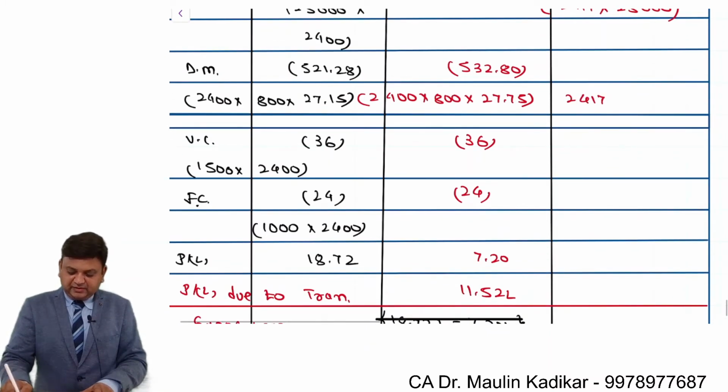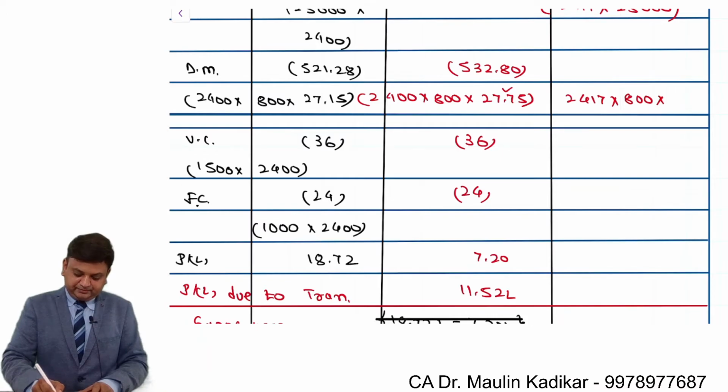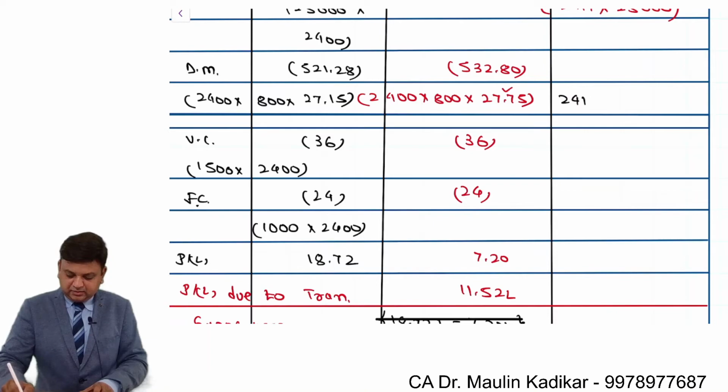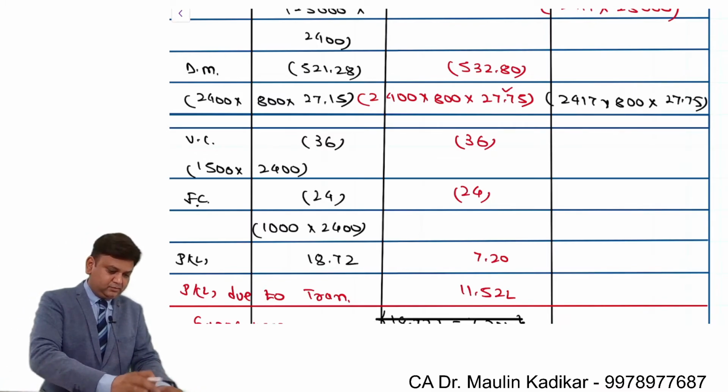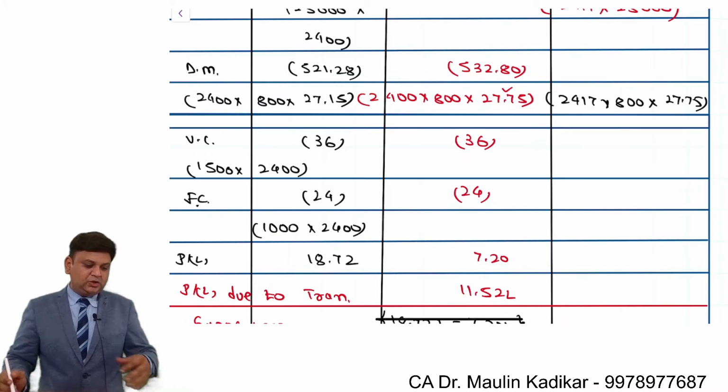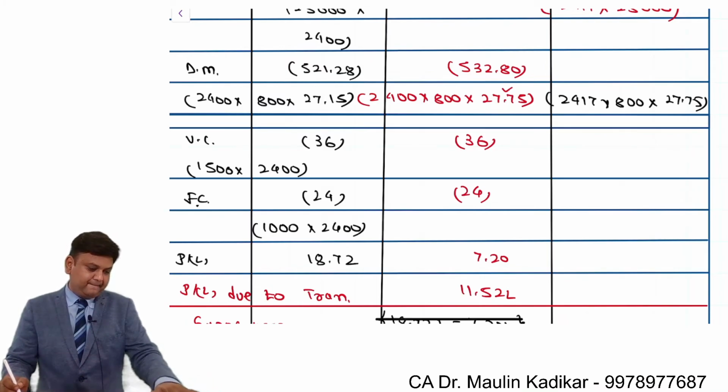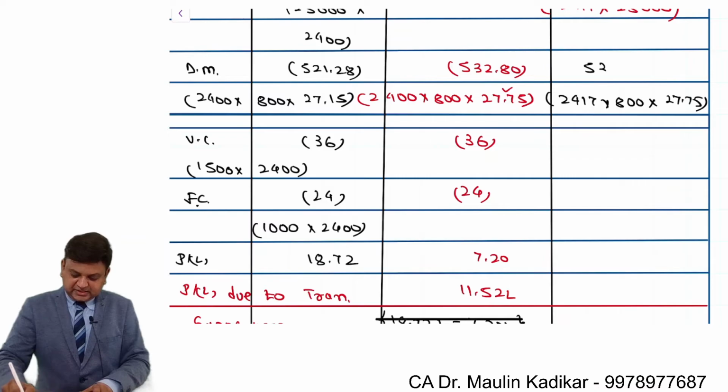Purchasing 2417 number of units at the rate of 800, and for that the payment is required to be made at 27.75. So we understand that over here, 2417 into 800 into 27.75. So the purchase price is 5 crore 36 lakhs 57,400.